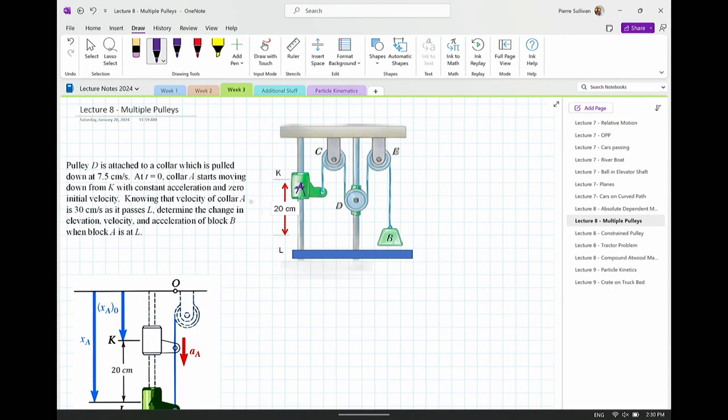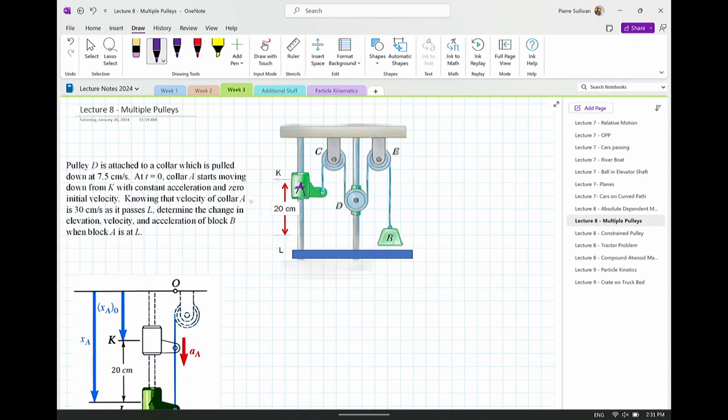Knowing that the velocity of collar A is 30 centimeters per second as it passes point L, determine the change in elevation, velocity, and acceleration of block B when block A is at L. Perfectly obvious, right? So all that's happened is I've dropped A from K to L, and I want to know what's going on with B.